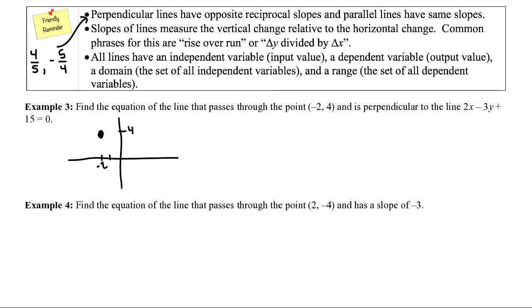So we know then that 2x minus 3y is going to equal -15. So I essentially subtracted 15 from both sides. I'm solving this equation for y, so that means I'm going to subtract 2x. So this would be -3y is equal to -2x minus 15. And then we need to divide by -3. So it's going to actually be 2/3 x plus 5.